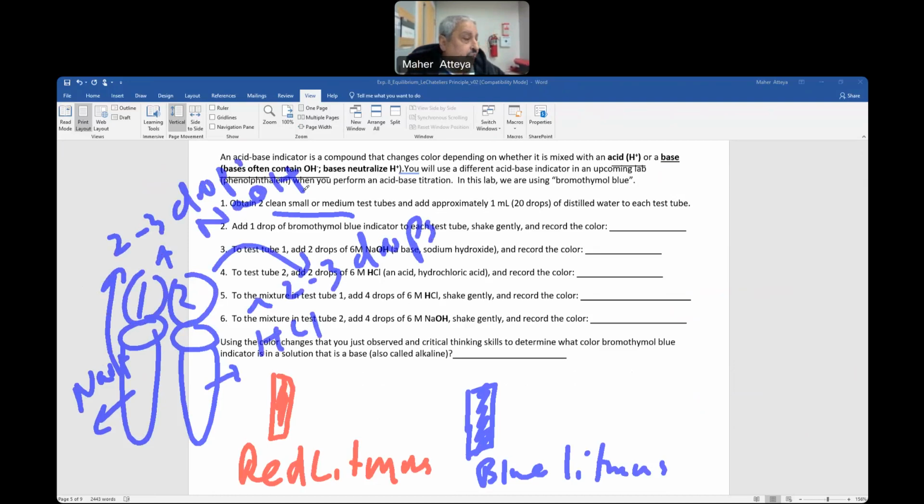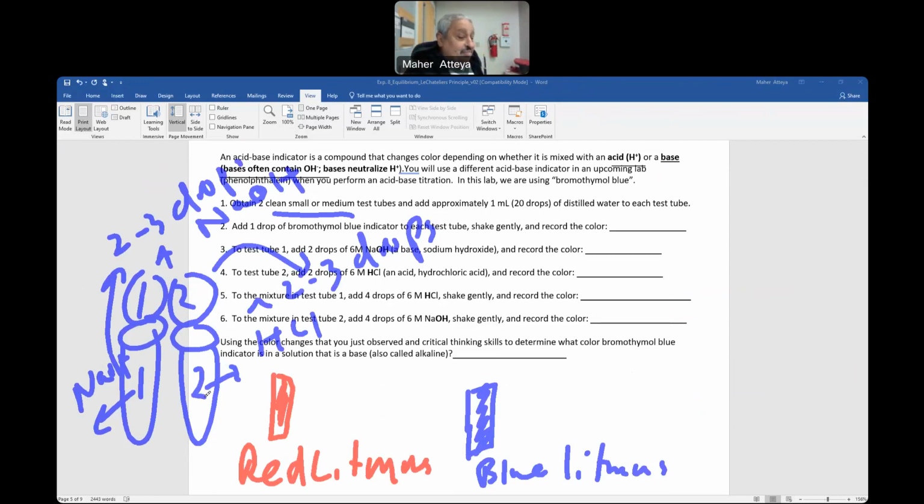So now what you will do is test the red litmus in test tube 1. This is 1, this is 2. Since sodium hydroxide is a base, the red litmus paper will turn what? Blue, correct?